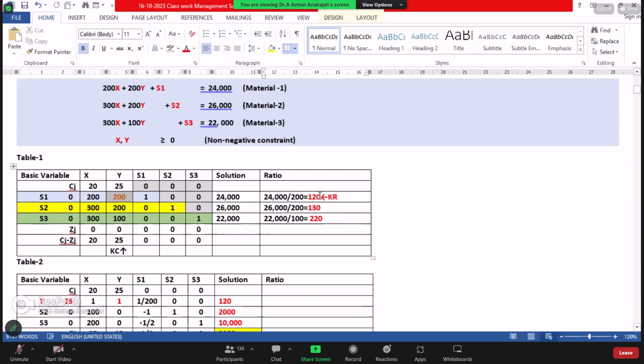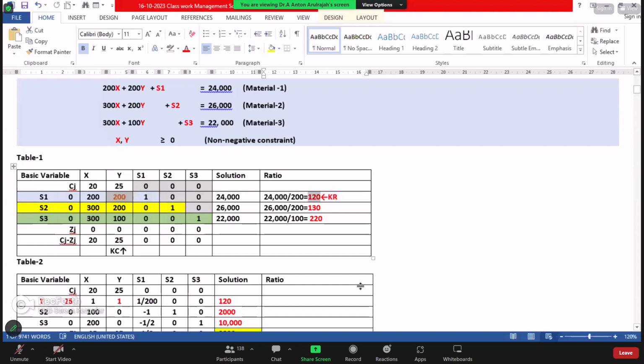What is the meaning of that? The lowest one means that it is covering the usage of material. So if you choose 130, the first material would not be enough. If you choose 220, the first material may not be done. So therefore, out of these three, we select the lowest one, the smallest positive value, that means 120. In this case, that is covering the material usage. That's why the rule says you have to select the smallest positive value.